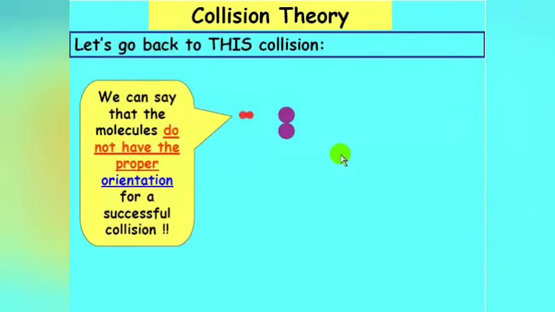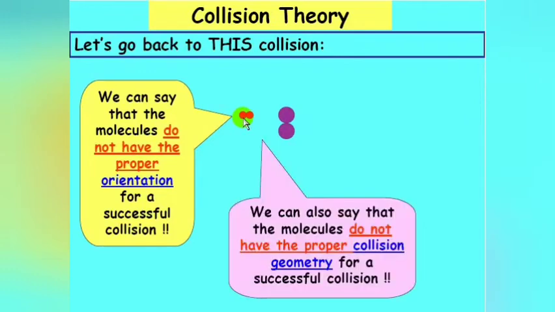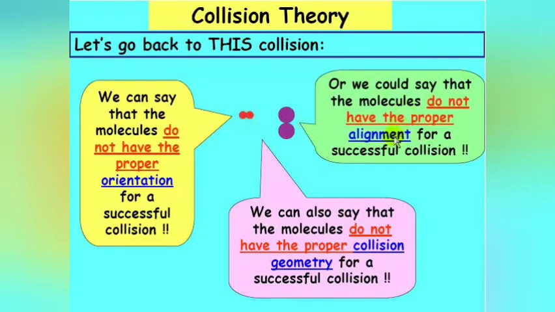But that's not what happens in this collision. We can say that these molecules do not have the proper orientation for a successful collision. We can also say that they don't have the proper collision geometry. One more term we can use for this is alignment. We can say the molecules don't have the proper alignment for a successful collision.